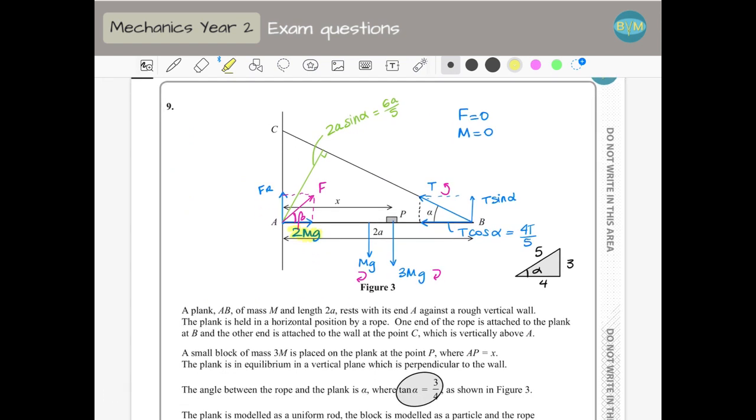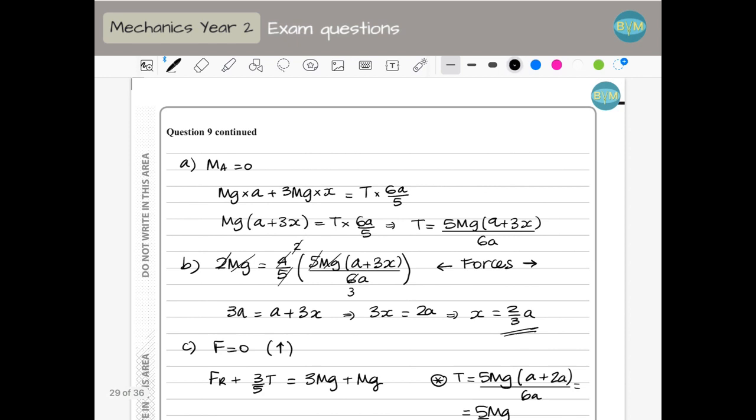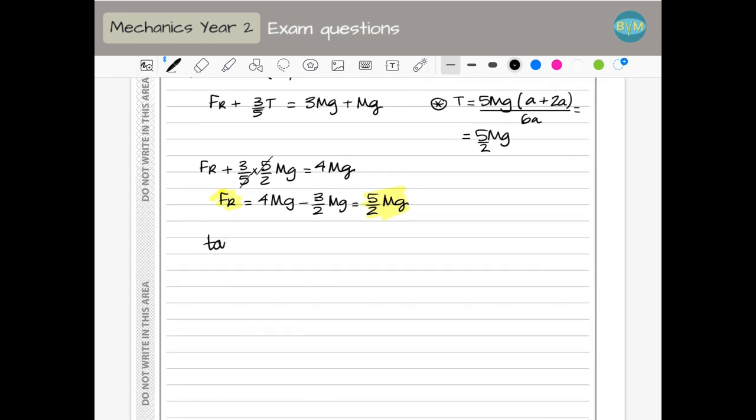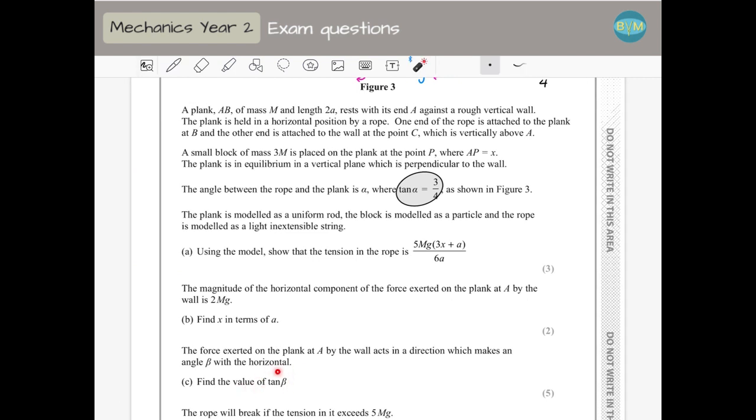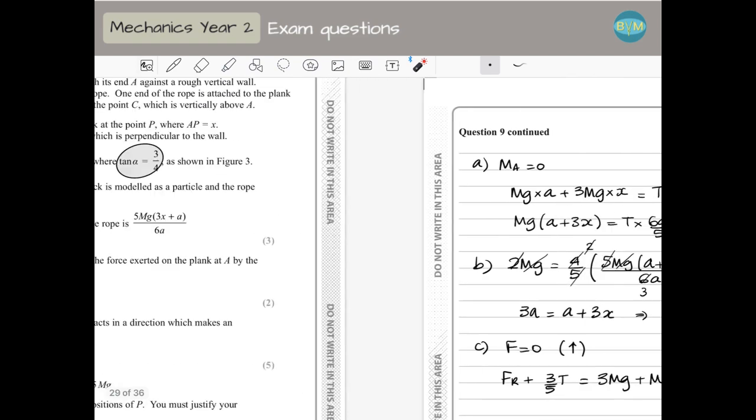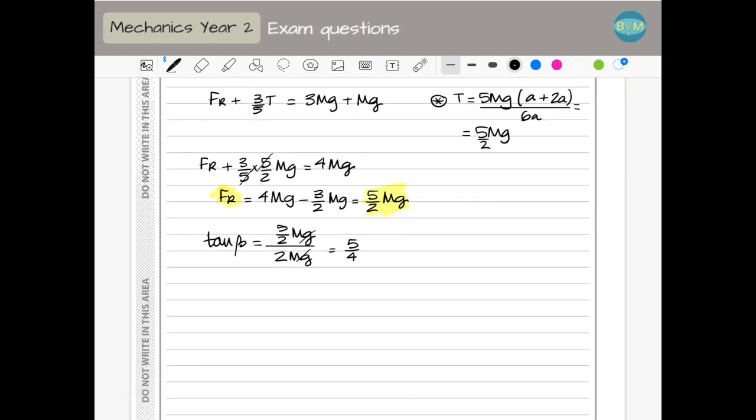So if I find tan beta, it is opposite divided by adjacent, so the friction divided by 2 mg. So tan beta is going to be the opposite, which is the friction, 5/2 mg divided by the horizontal reaction, that was 2 mg. These two are gone, and then I have 5/4. So this is tan beta. I don't know if they ask me beta or tan beta. Tan beta, so I don't need to find the angle. So that's the answer. Tan beta is 5/4.